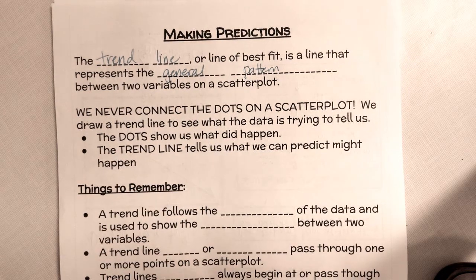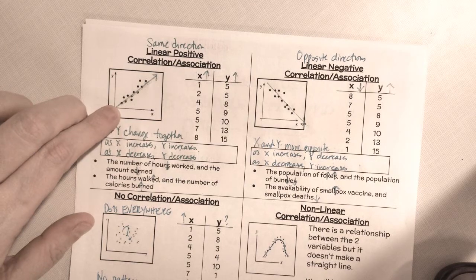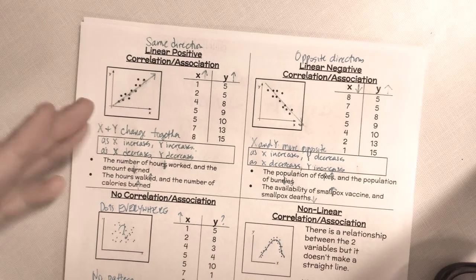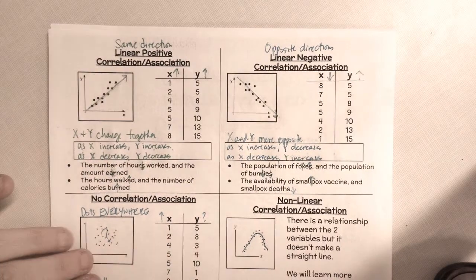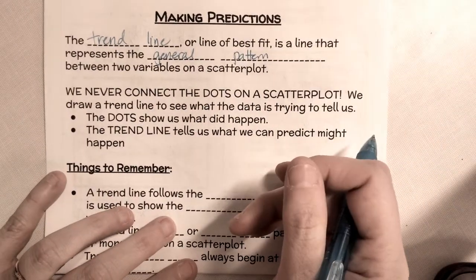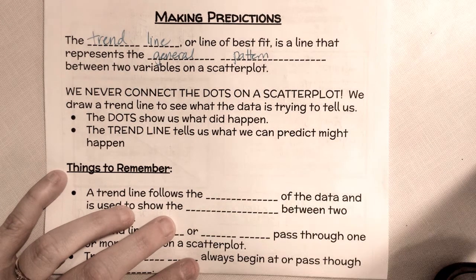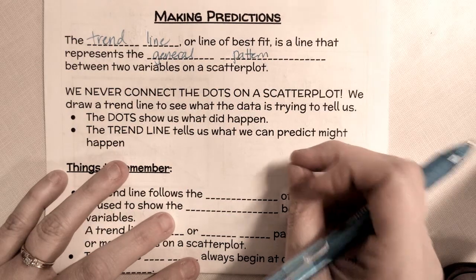So again, this was not the exact line. We didn't connect all the dots, but in general, this is what the data looked like. Okay, so it shows a general pattern between two variables on a scatter plot. We absolutely never connect the dots on a scatter plot. We draw a trend line to see what the data is trying to tell us.